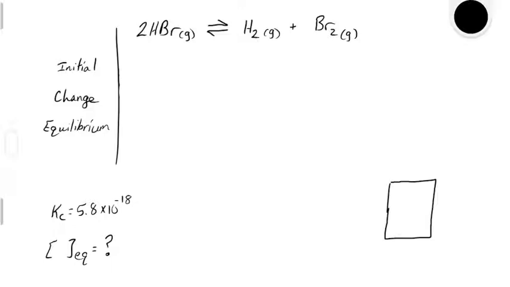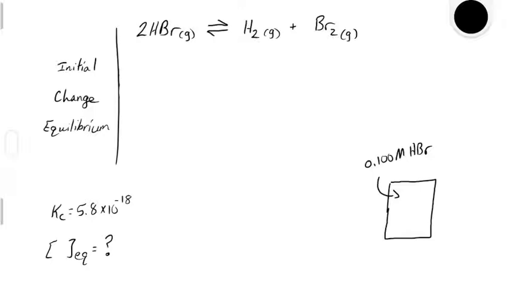So for this question, imagine that you have initially an empty container. It's under vacuum. The concentration is 0 for everything inside that container. And then you introduce some HBr. We introduce enough HBr to bring the concentration in that container up to 0.100 molar.